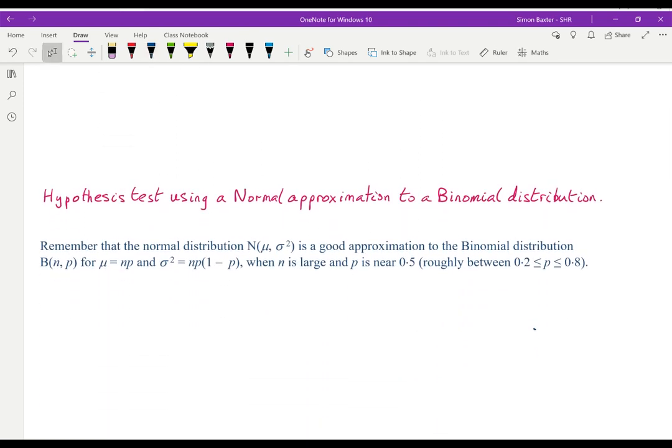Firstly, let's remember that a normal distribution, N(mu, sigma squared), is a good approximation to the binomial distribution, B(n, p), with mu equal to np, sigma squared equal to np(1 minus p), when n is large and p is near a half. Roughly, that means between 0.2 and 0.8. It does depend on how big n is.